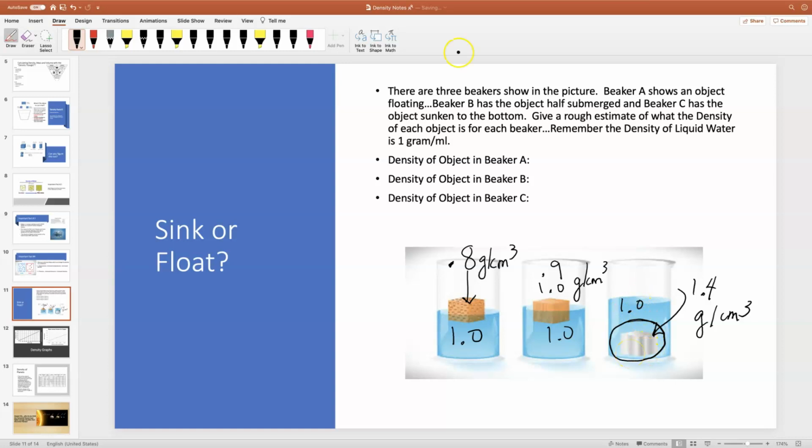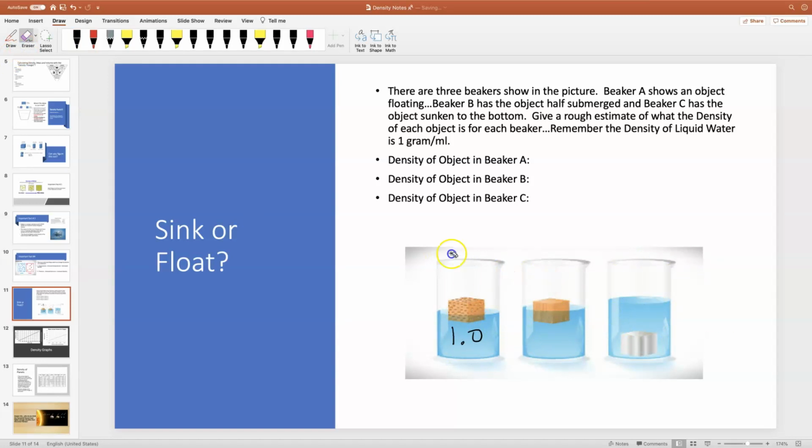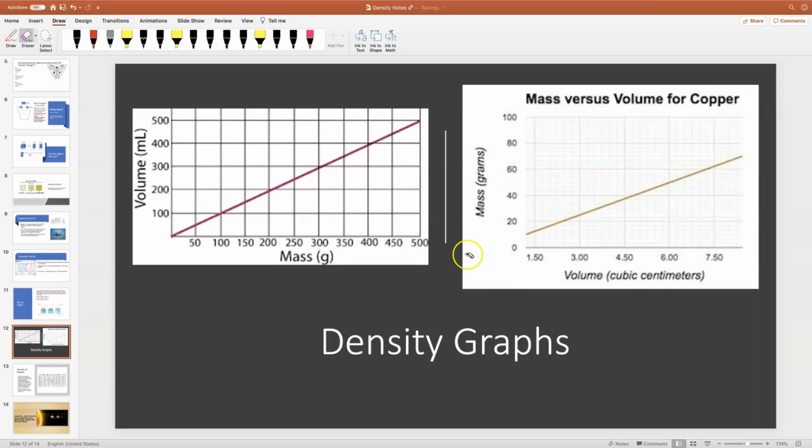Okay. All right, let's get to our last couple of slides. So let's erase this all. All right, so our last couple of slides. Our next slide has to do with density graphs. This will come up, and again, I just want to address this to make sure you know what you're doing. When it comes to density graphs, a lot of times they'll show you a graph and just ask you to solve for density.